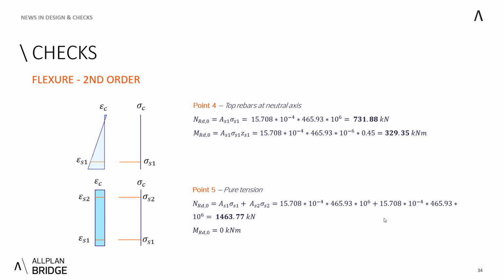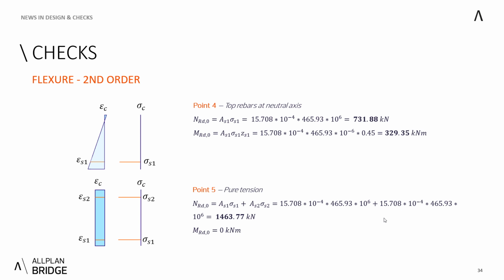And as you can see, I have simplified it. So the compressive strains and stresses in concrete are omitted because they are small. And at the bottom, no concrete is considered because it's omitted in the tension, and therefore this is the pure tension value.